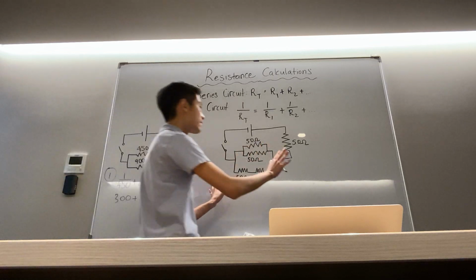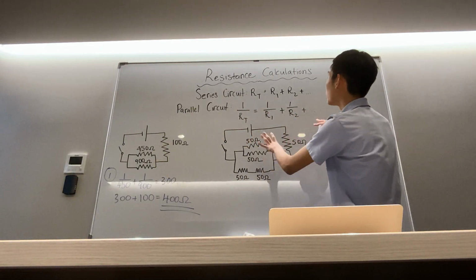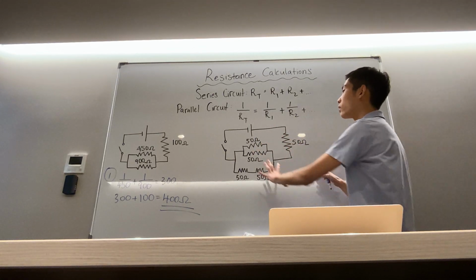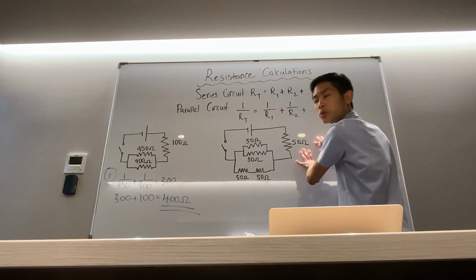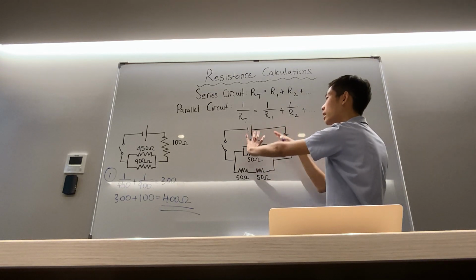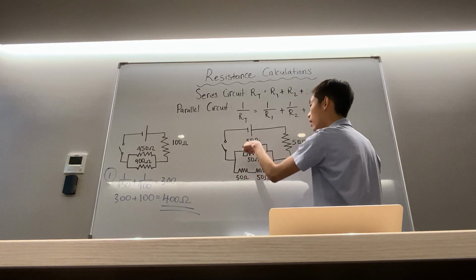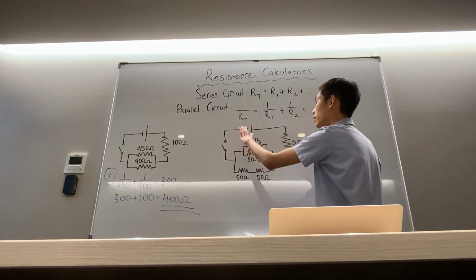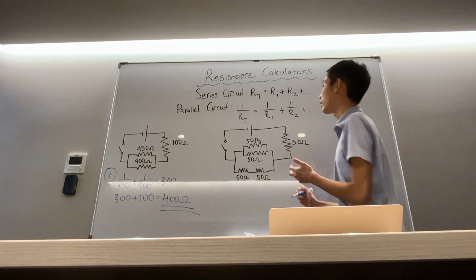Now let's take a look at something more complex. So here you have two portions. Do not freak out. Here you have one complex portion and one 50 ohms. So in this parallel portion, there are really series, parallel, series. But these two are parallel to each other, and that's where it gets tricky. So let's take a look at the first step.